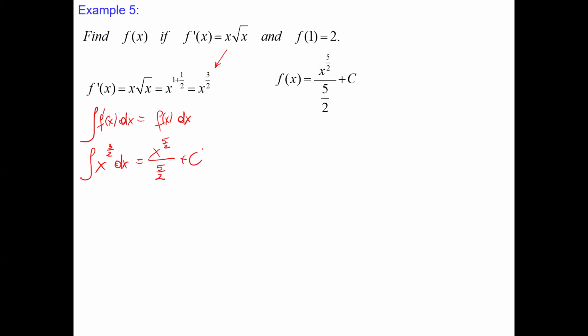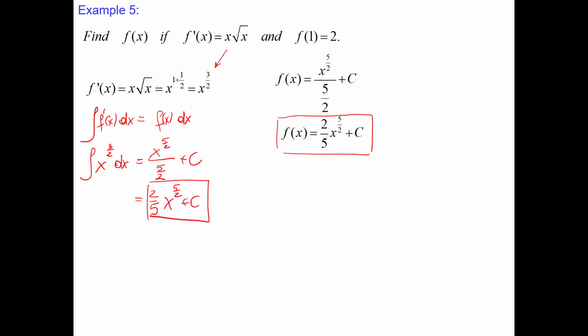Okay, and we may simplify. I can flip the fraction, because dividing by a fraction means multiplying by the reciprocal. That means this is the most general antiderivative. Shall I rewrite this nicely? It's 2/5 x to the 5/2 plus the constant. This is the most general antiderivative.